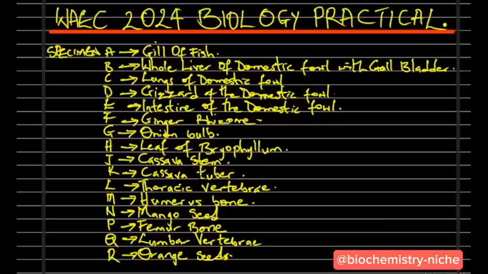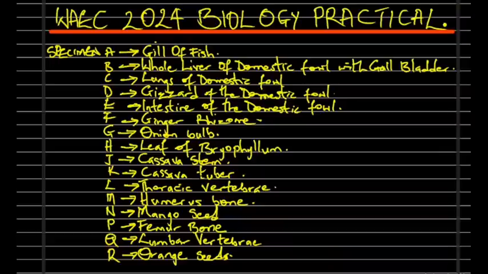Specimen A is the gill of fish. Specimen B is the whole liver of domestic fowl with gallbladder intact. Specimen C is the lungs of the domestic fowl. Specimen D is the gizzard of the domestic fowl. Specimen E is the intestine of the domestic fowl. Specimen F is ginger rhizome. Specimen G is the onion bulb. Specimen H is the leaf of the Bryophyllum.